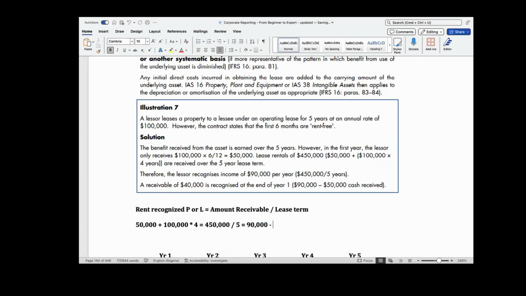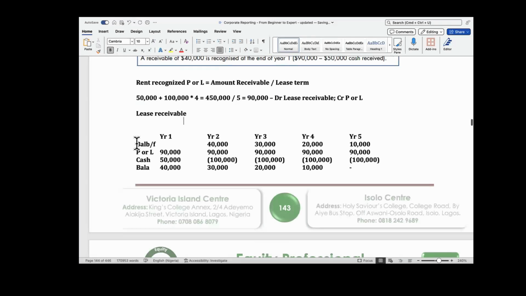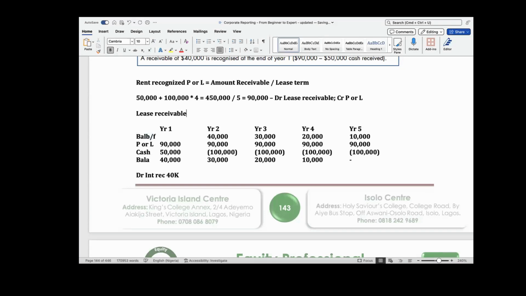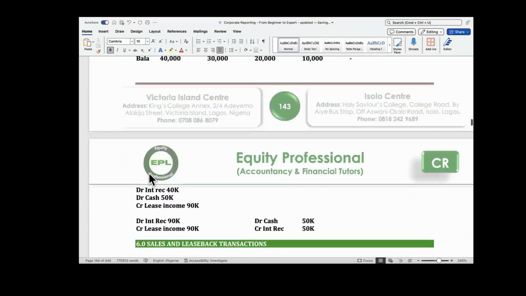In fact, the double entry for this 90,000 is, because this is not what you receive, you put a lease receivable and you're going to credit your income, P&L. So the way this lease receivable would work is like this. You have a lease receivable. Let's say this is year one, okay? In year one, let's say the balance is 0.